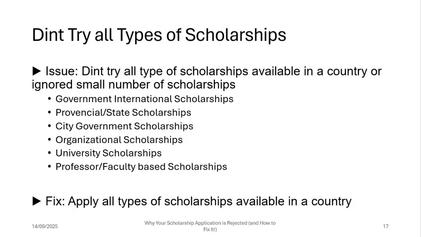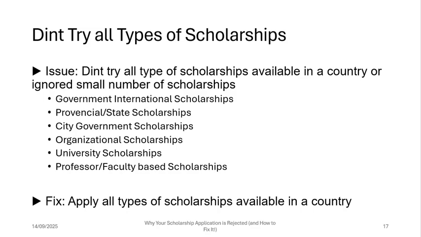The next problem usually is that you don't try all types of scholarships. This is the problem with every student in the world, because most of you don't know what types of scholarships are available in a country, and sometimes you also ignore small scholarships. So let us talk about how many types of scholarships are available. Government scholarships are available, then state or provincial scholarships, city government scholarships, organizational scholarships, university scholarships, and professor and faculty-based scholarships.